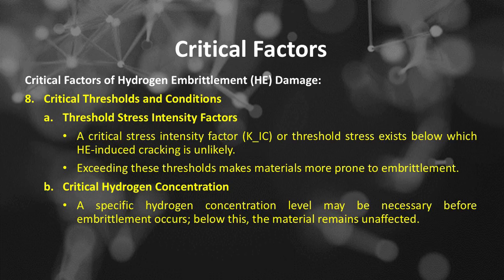Number B, critical hydrogen concentration. A specific hydrogen concentration level may be necessary before embrittlement occurs. Below this, the material remains unaffected.